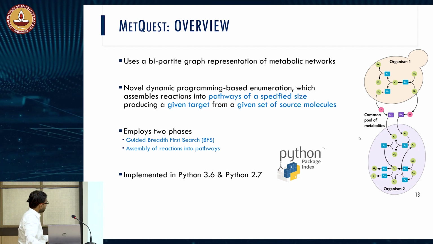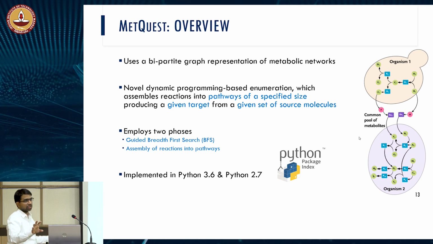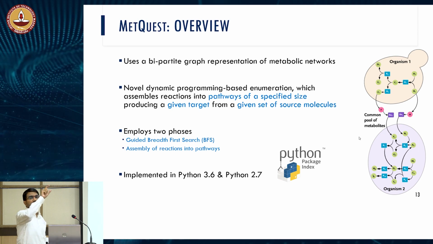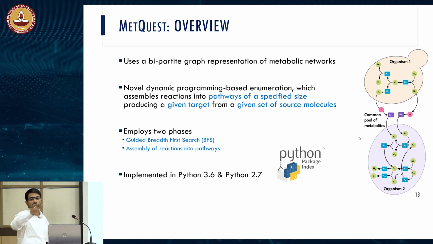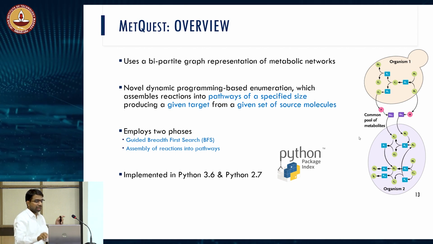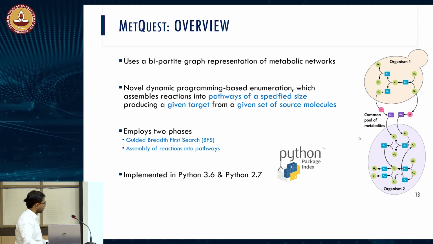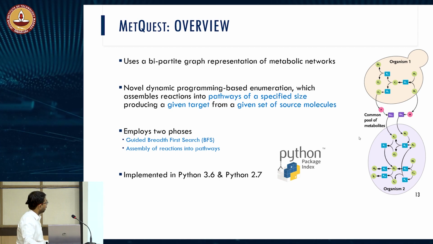And there are two steps to this. We employed a guided breadth first search, essentially a breadth first search, but looking to ensure that all the reactants required for a reaction to fire are available. Otherwise, those reactions become stuck. I'll come back to that in a moment. And then assemble these into pathways. So this was developed for Python 3.